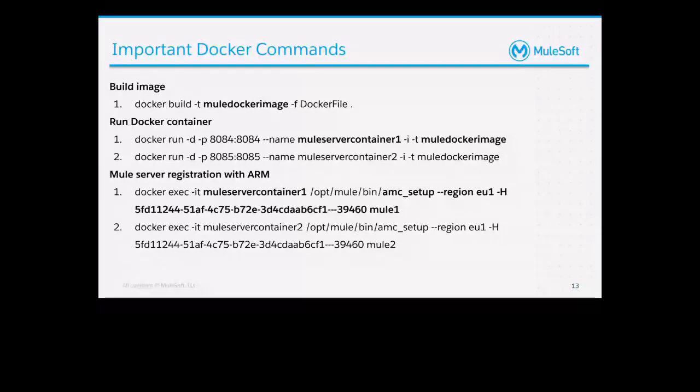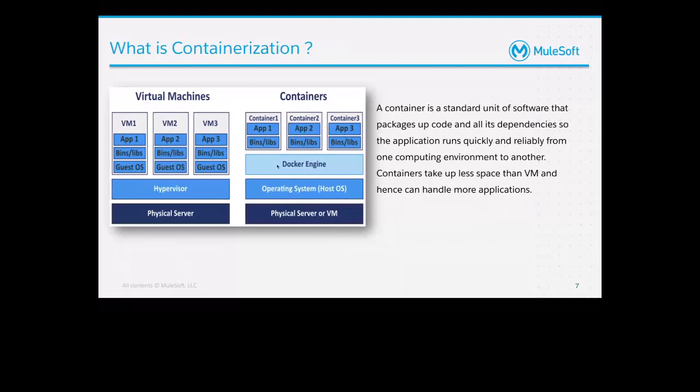Because you can have multiple containers, right? Every container will have its own unique port. The host is going to be the same. The host is going to have multiple containers on it. So when you hit the request to the host, you will specify the IP address and the port.